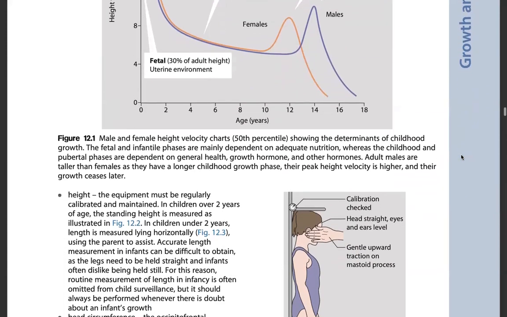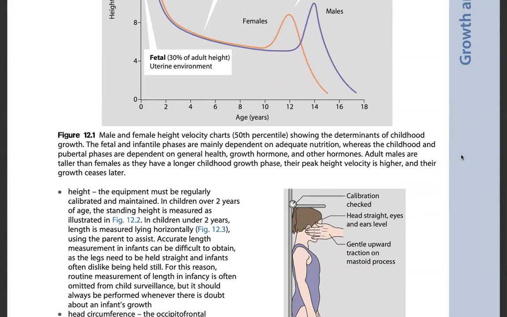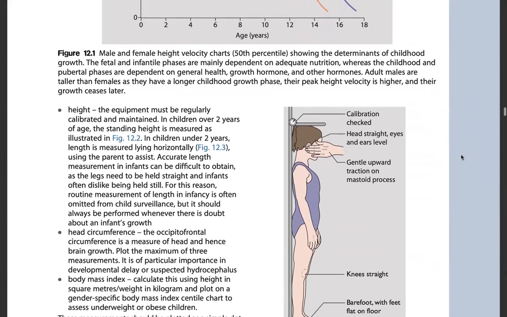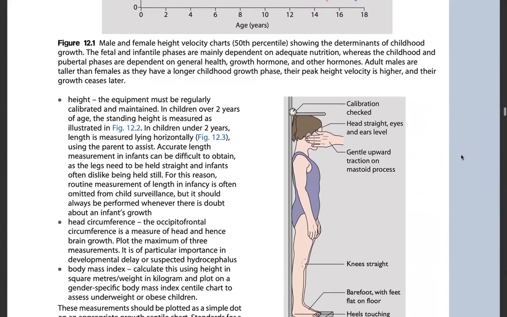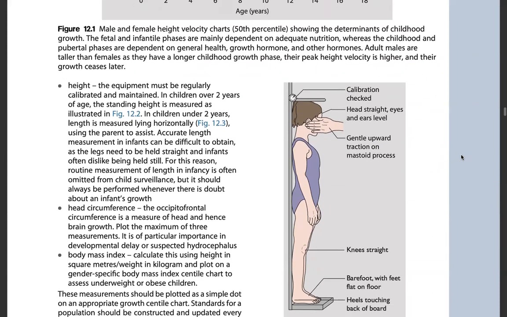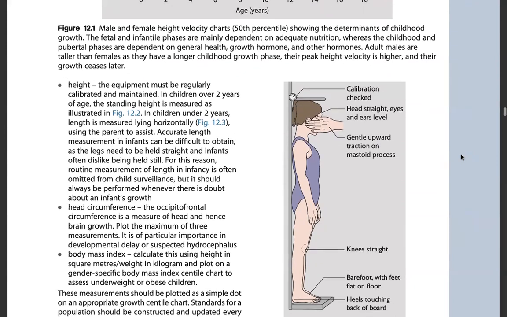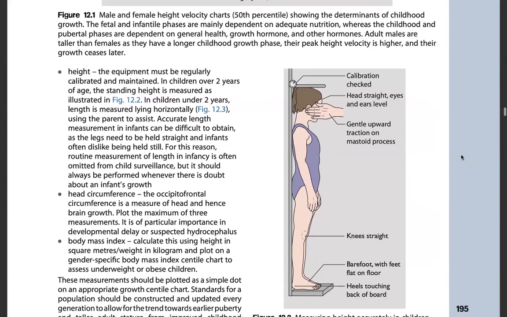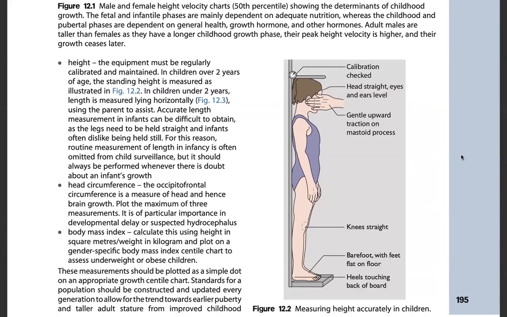Height: the equipment must be regularly calibrated and maintained. In children over 2 years of age, the standing height is measured as illustrated. In children under 2 years, length is measured lying horizontally, using the parent to assist. Accurate length measurement in infants can be difficult to obtain as the legs need to be held straight and infants often dislike being held still. For this reason, routine measurement of length in infancy is often omitted from child surveillance, but it should always be performed whenever there is doubt about an infant's growth.